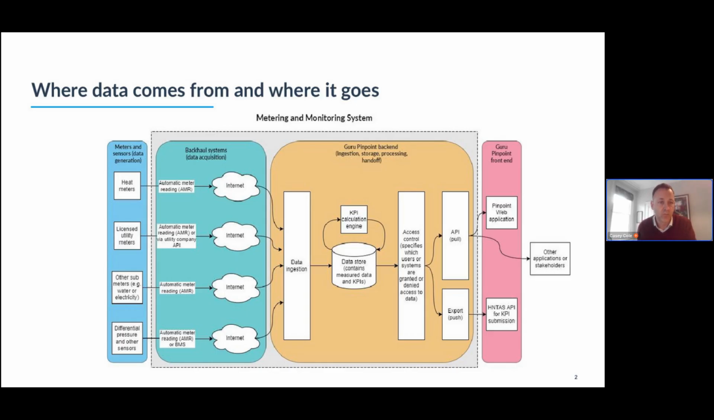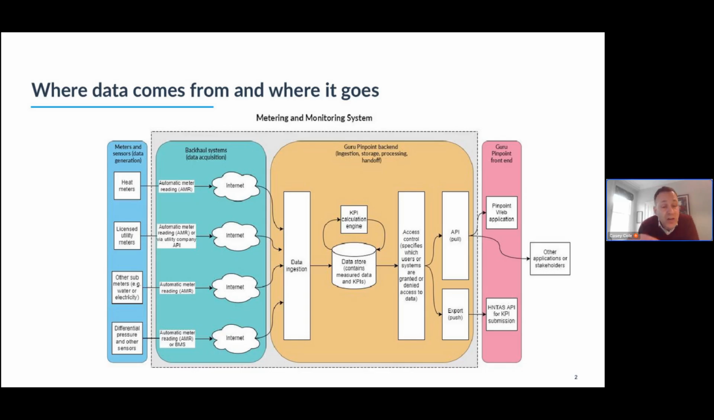Once that data has been collected, then it needs to get out of the site. And that's via something that's often referred to as backhaul or data acquisition. That's the teal bit just to the right of the blue section. You can see that that's often done via automatic meter reading, which could be using different technologies. Also, you may be getting that data not from site, but directly from a licensed utility, for example. You might be hitting their API, you might be hitting their servers in order to pull down that data over the internet, rather than taking it directly from an on-site meter.